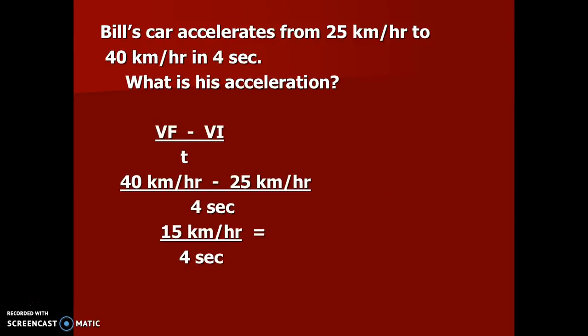If we plug this into the formula, I always find it easier to put the VI in first. So his initial velocity was 25 kilometers per hour. Go to the other side and plug in your VF, which is 40 kilometers per hour. Then you're going to divide by your time of 4 seconds. 15 divided by 4 is going to give you 3.75. I took my label from top, which is kilometers per hour, and I also divided that by the label from the bottom, which is seconds. So the label is kilometers per hour per second.